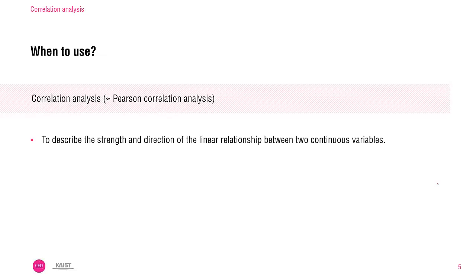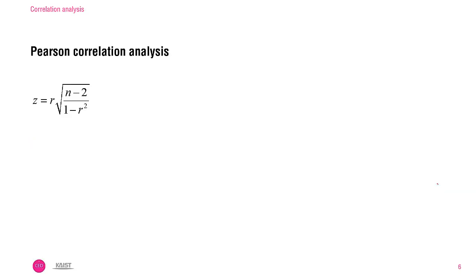Therefore, we conduct a correlation analysis in order to describe the strength and the direction of the linear relationship between two continuous variables. The statistical significance of a Pearson correlation analysis is judged based on the Z value. Therefore, it refers to a normal distribution once you have the Z-score. And the Z-score of a Pearson correlation analysis is calculated through this formula.